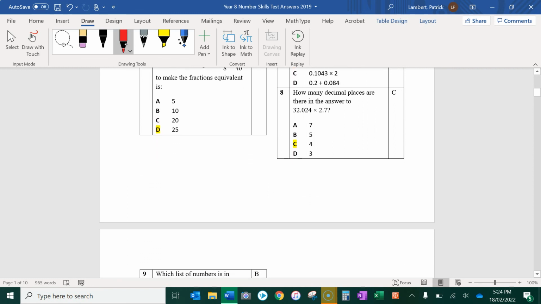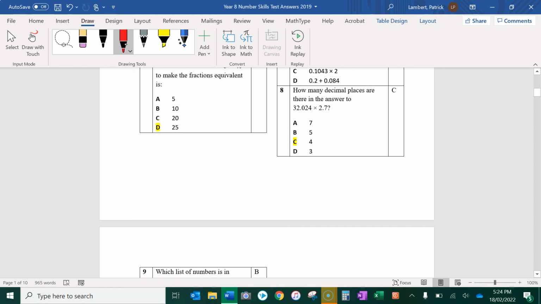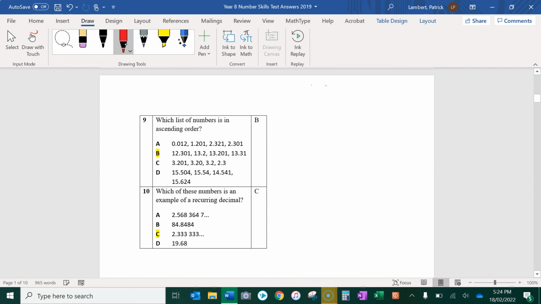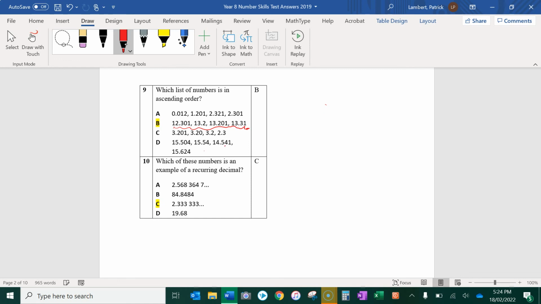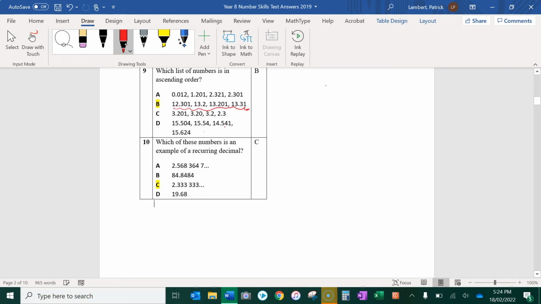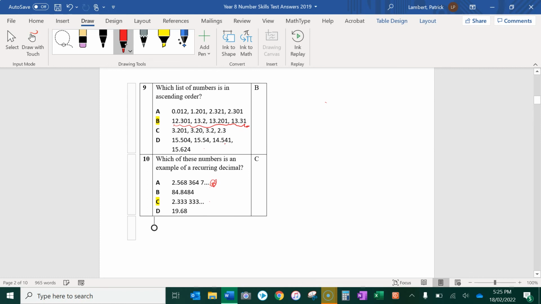How many decimal places are there in the answer to this? So there's 1, 2, 3, 4. So it has to be 4 decimal places. Numbers in ascending order means going from lowest to largest. This is the only one, it's this one here, B. The others have something along the way where it's not in order. This one here, recurring decimal. We've got a single recurring digit here, so this one is the recurring decimal.